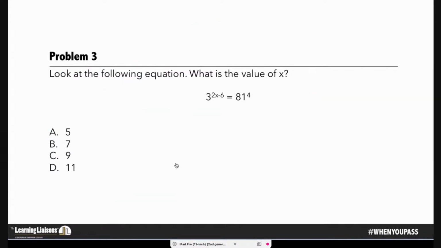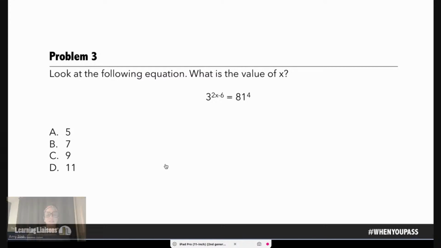Look at the following equation. What is the value of x? 3 to the 2x minus 6 equals 81 to the 4th power.